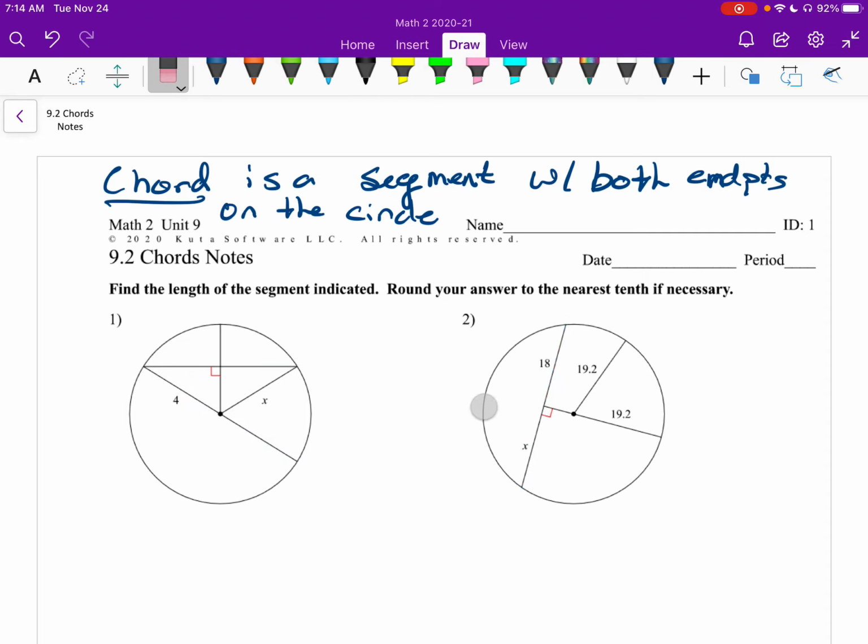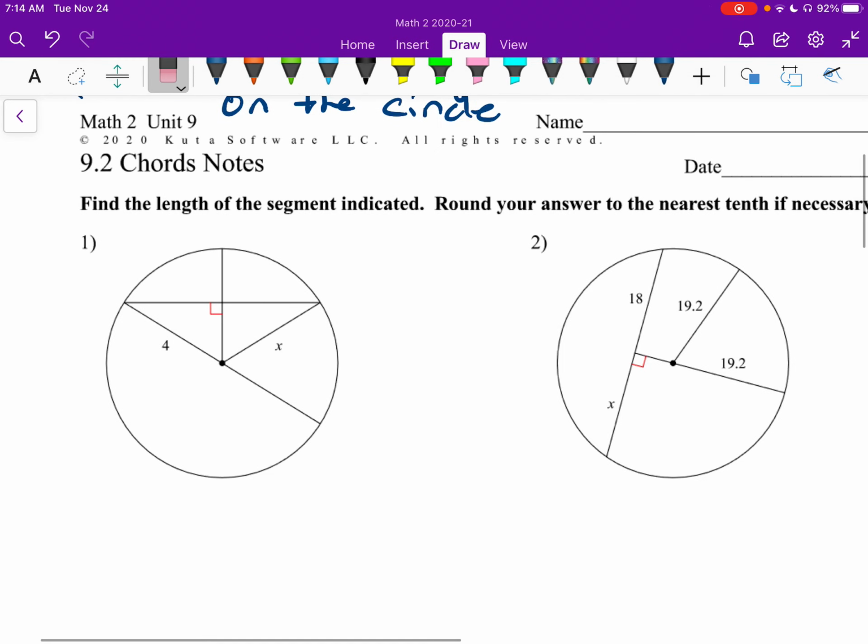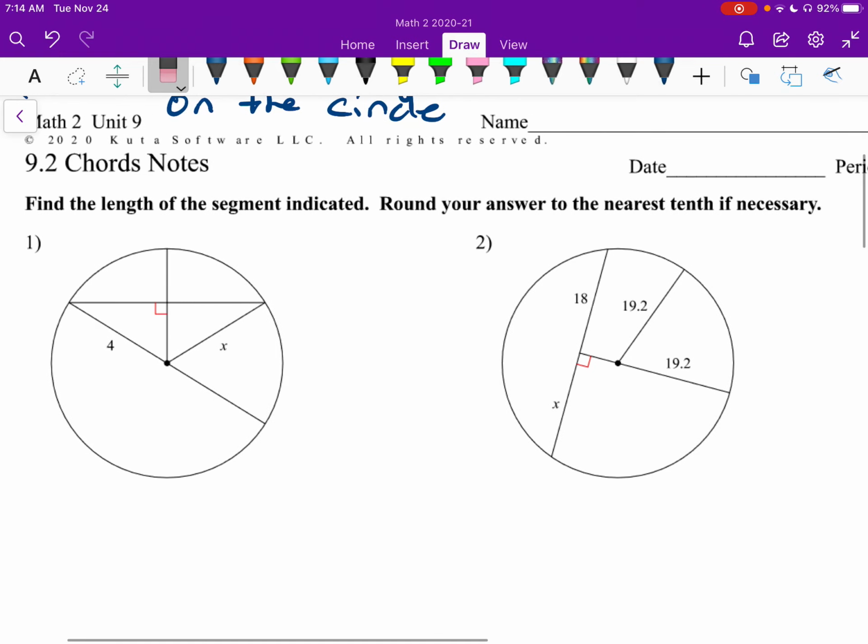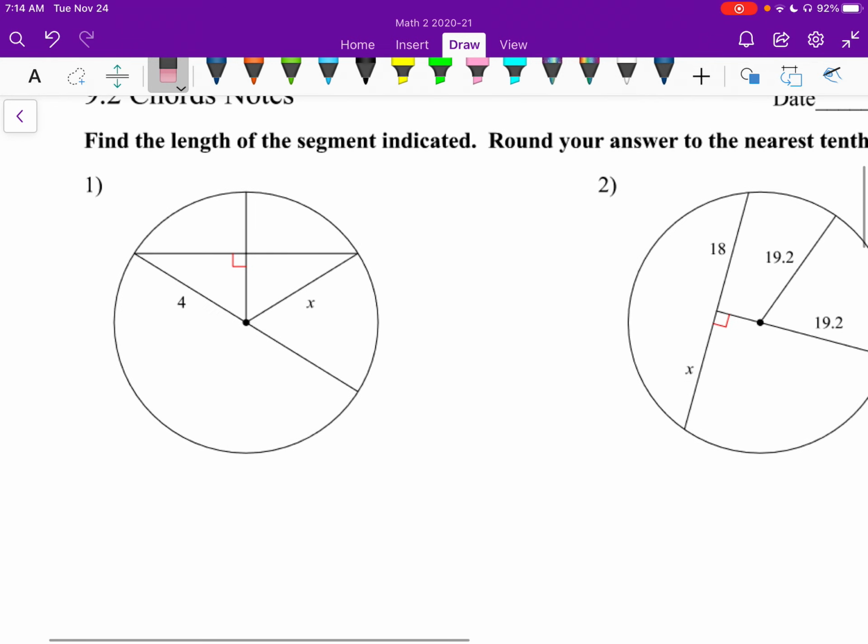All right. So, number one, find the length of the segment indicated. Round your answer to the nearest tenth if necessary. So we kind of have to look and see what all is in number one. We're trying to find x, and we're given 4. The dot here is the center of the circle. It looks like x is a radius, and 4 is a radius, so x is going to be 4. Nice and easy.